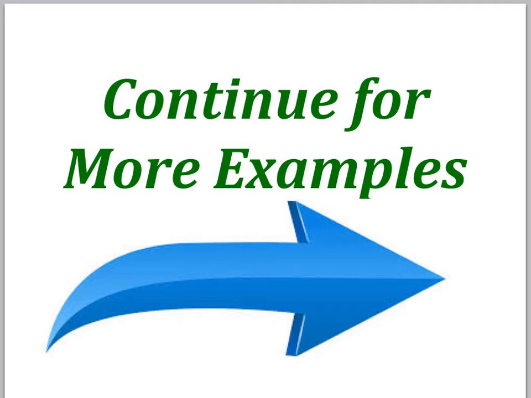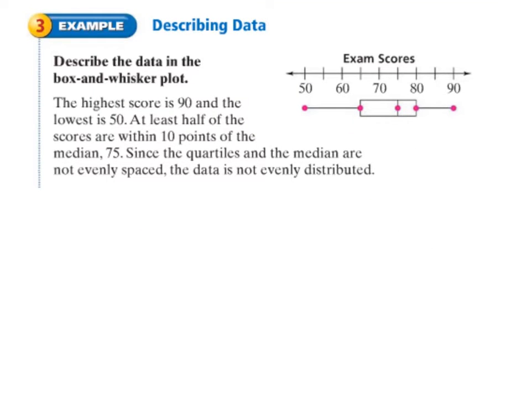I know it's getting long, but continue for more examples. On this one, we don't have to make one, luckily. So a little describing of the data. Describe the data in the box and whisker plot. So here, whatever this is, exam scores. Minimum, maximum. Median score is about 75? And we've got quartile 1, quartile 3.